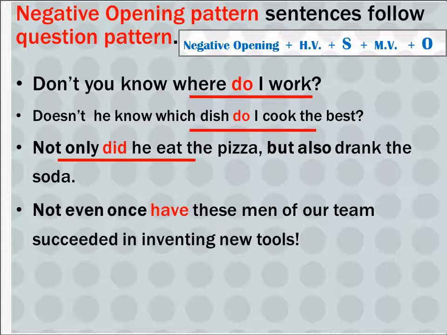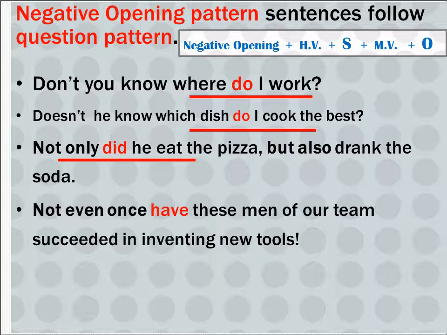Not even once have these men of our team succeeded in inventing new tools. Now this have, which is indicated in red color, is before the subject, because the sentence is starting with a negative expression, not even once. It means not even once, that it has not happened, not even a single time, right? So not even once have these men of our team succeeded in inventing new tools.